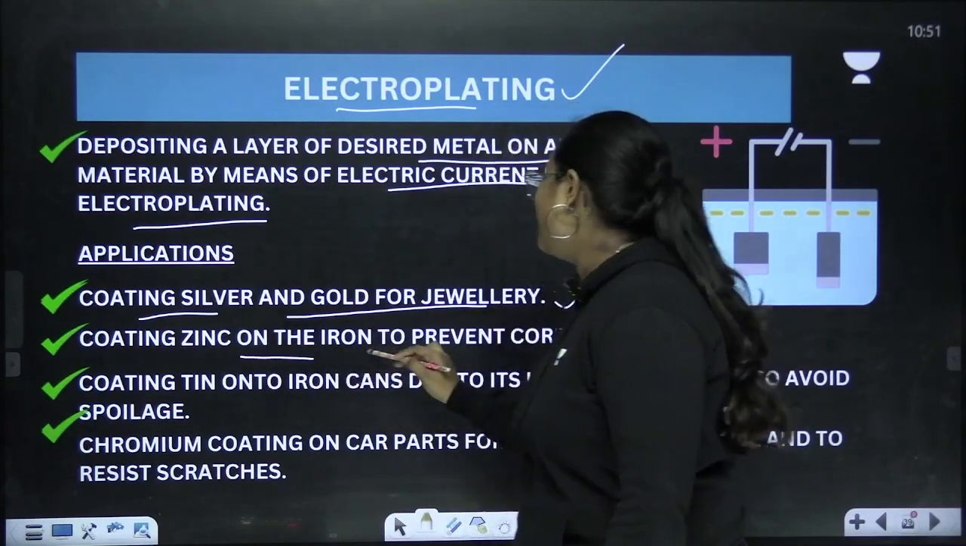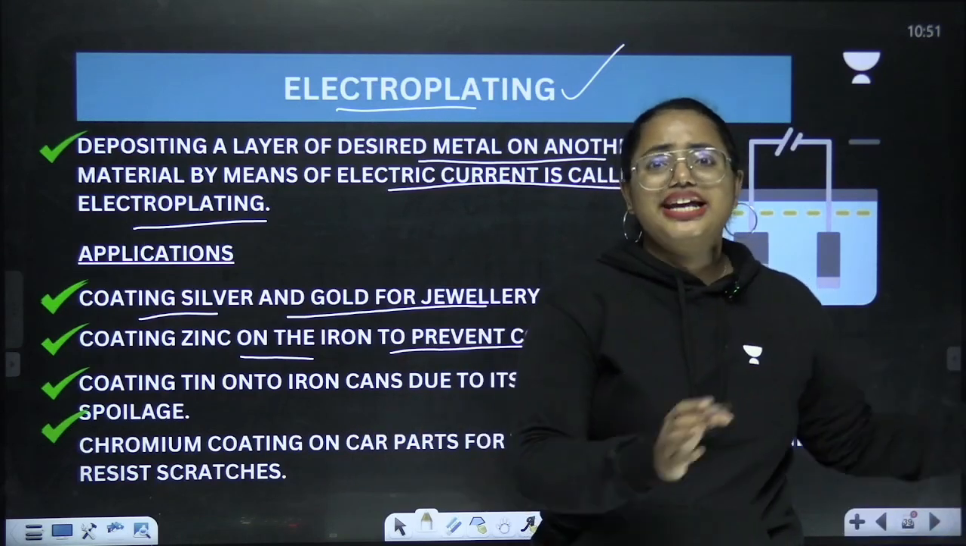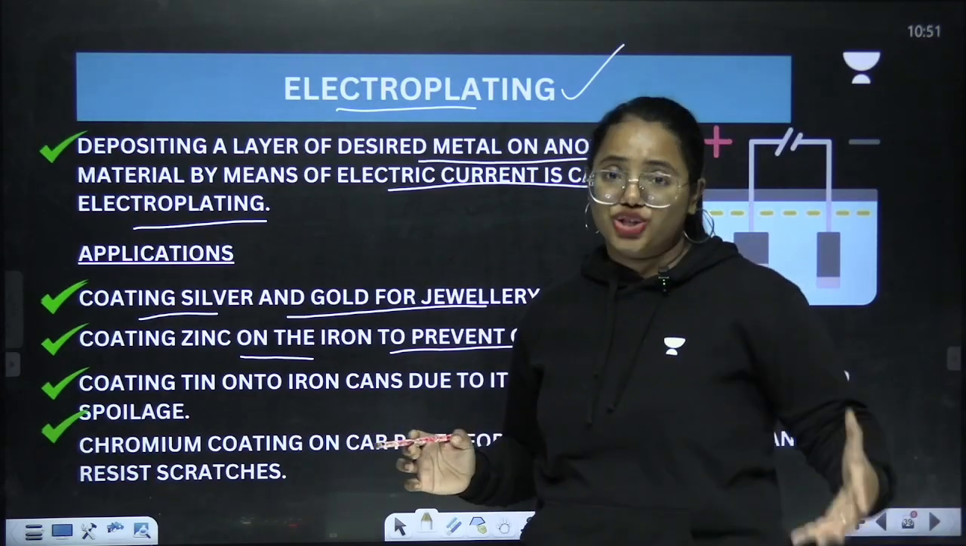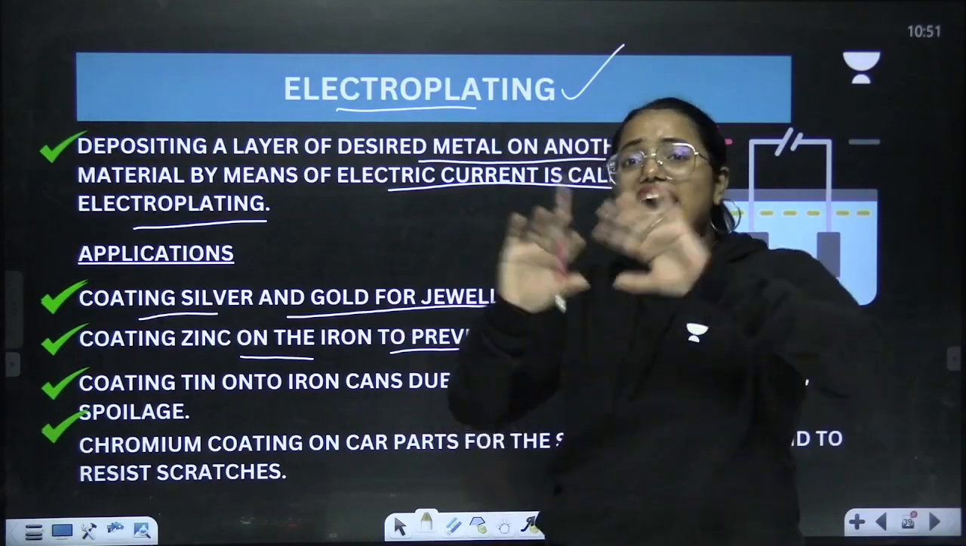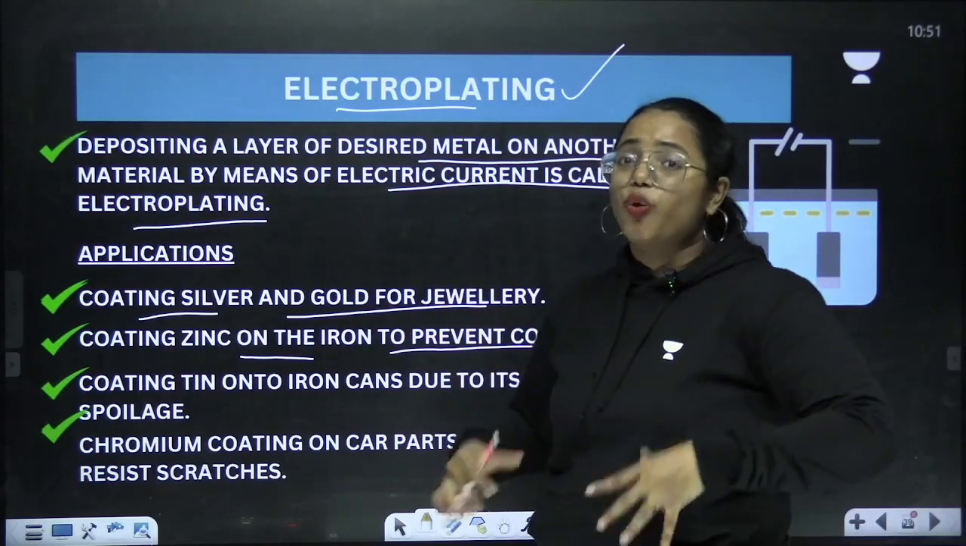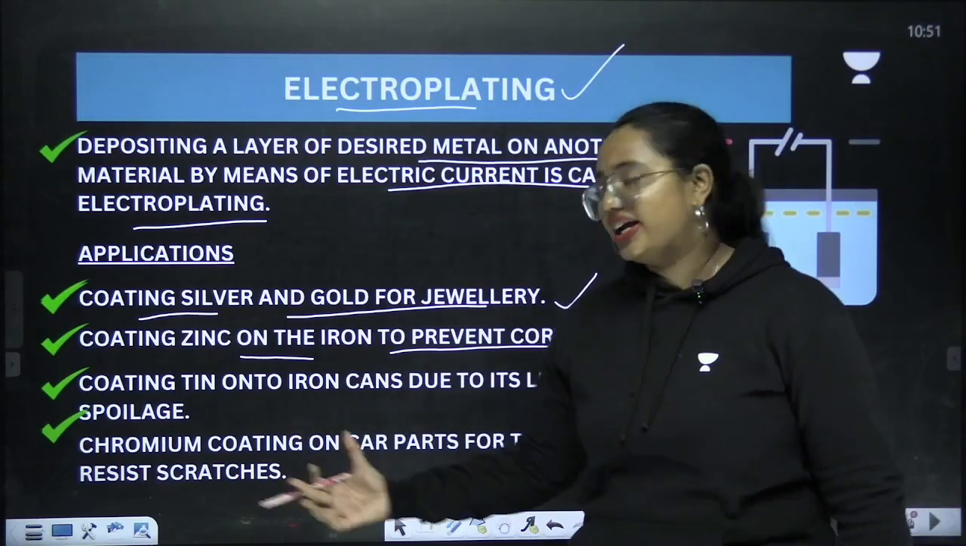Similarly, coating zinc on iron to prevent corrosion and rust. Iron can definitely undergo a process called corrosion, and therefore it starts to rust. To avoid that, we can have a coating on it. But what coating? A coating of zinc can be given on iron metal.